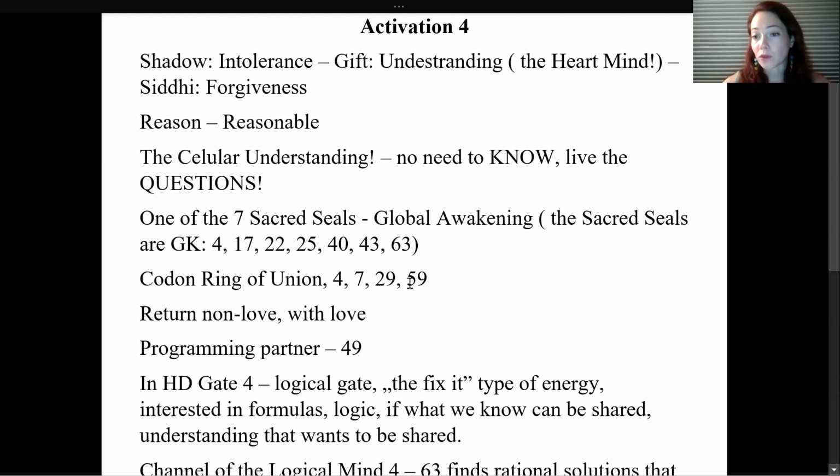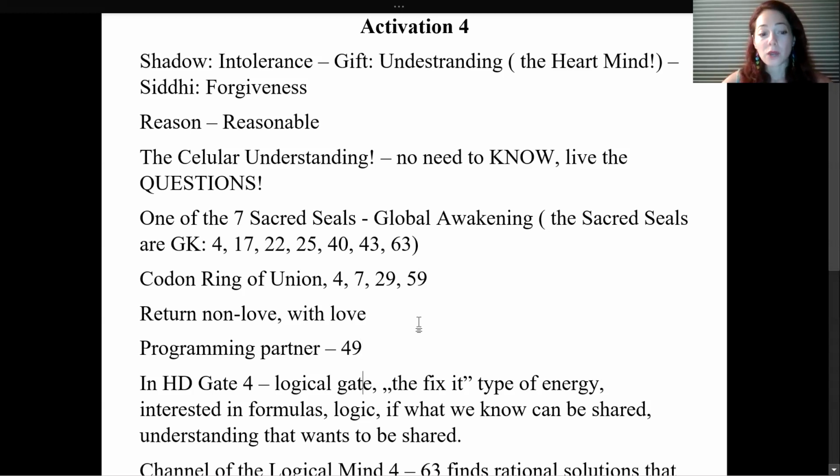And the beautiful encompassing idea of the ring of union is a lot about returning non-love with love, being in that space of union and love. And I think the activation number 5 does this so gracefully. The programming partner, if we remain in the GenKeys language, is 49. 49 is an Aquarian key. We'll go a bit into the Aquarian energy in a bit. So you might not have 4, but you might have 49, and you will also feel this energy or this transit.